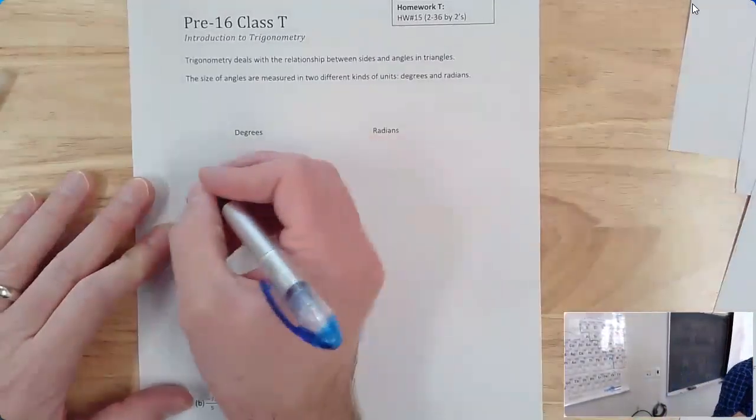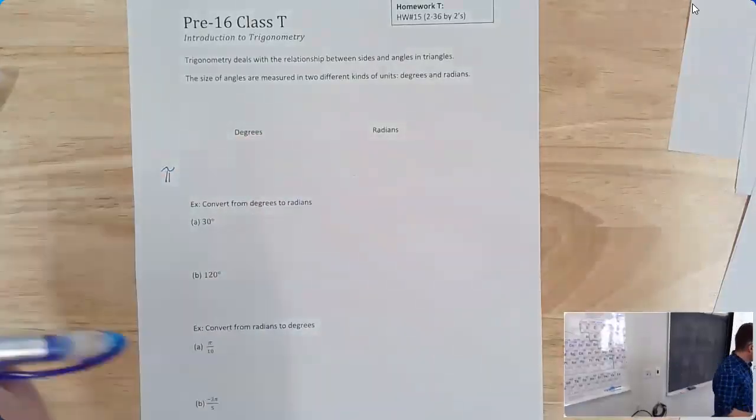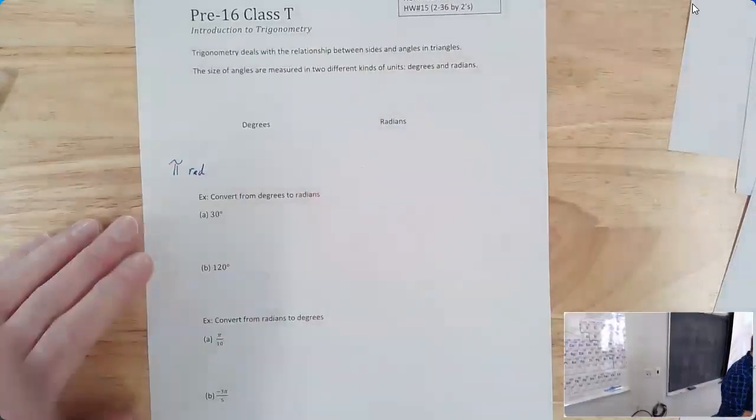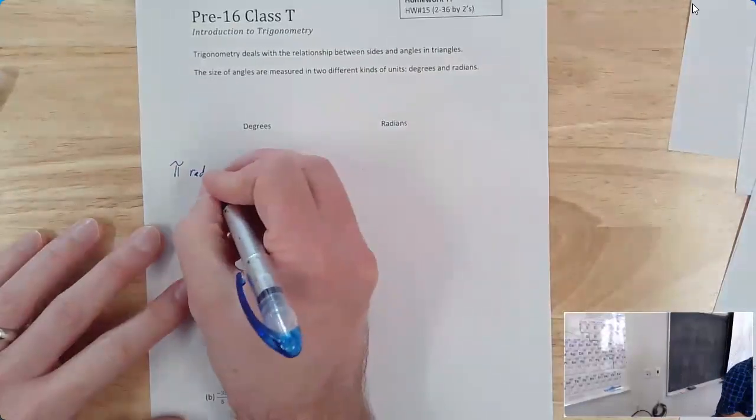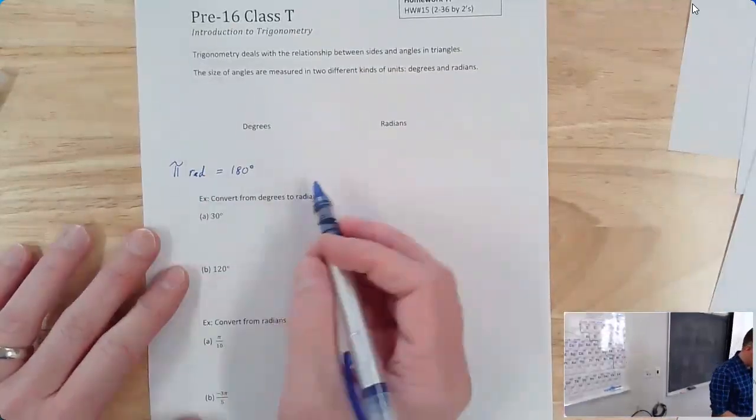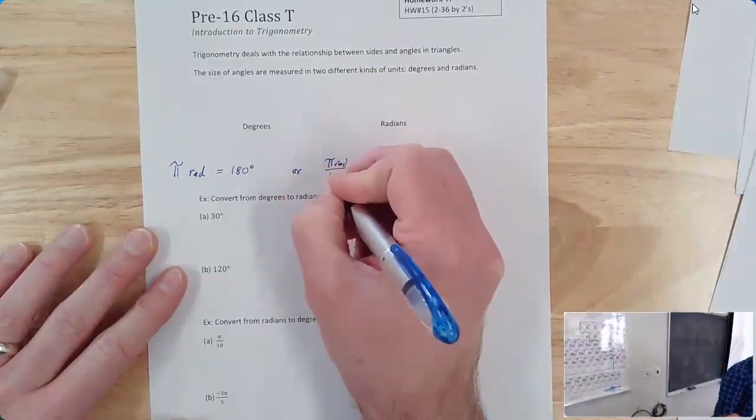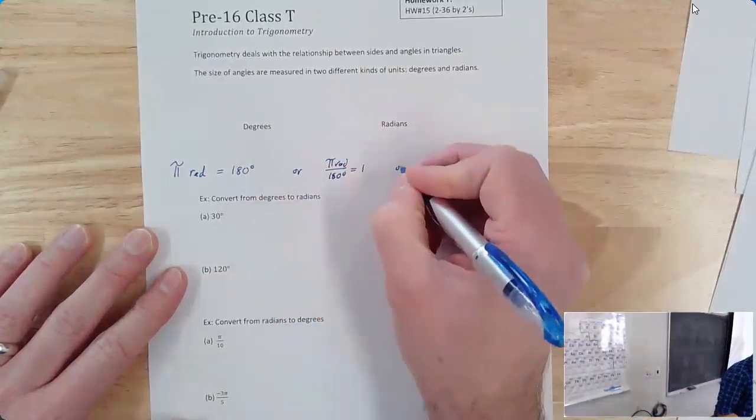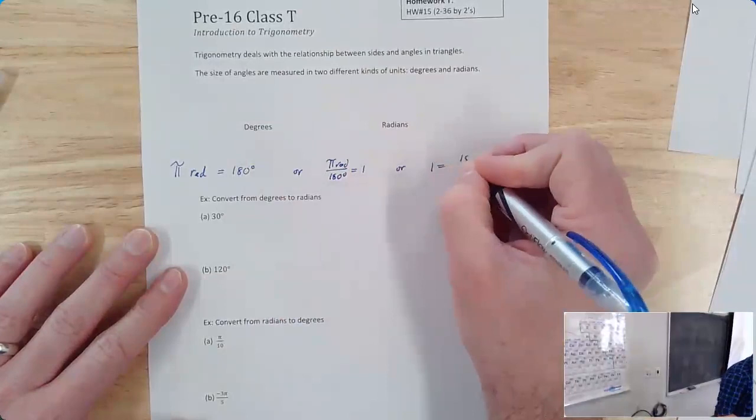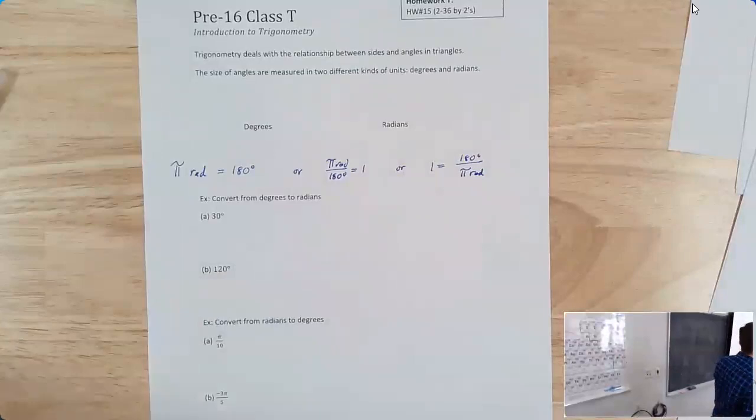So, knowing that pi radians, people aren't usually going to write the word radians, you can write rad for short, is equal to 180 degrees. And if we divide both sides by either thing, you can say pi radians divided by 180 degrees is equal to 1, or 1 is equal to 180 degrees divided by pi radians. It's like a conversion. It's like converting from feet to inches. You multiply by 12 inches per 1 foot because you're really just multiplying by 1.